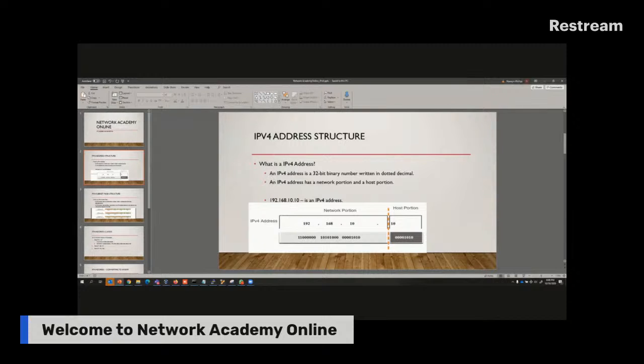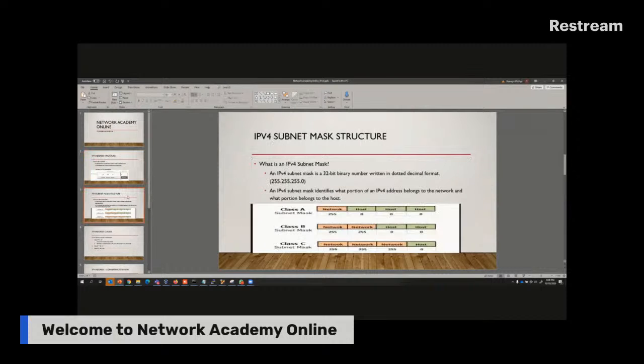But remember what the definition says here. It's an IP version 4 address. It's a 32-bit binary number that is written as a dotted decimal. So this is how it's represented for us to be able to consume it. But in essence, this is how the computer understands it. It's ones and zeros. We do not see it as ones and zeros, but that's how that is written as a dotted decimal.